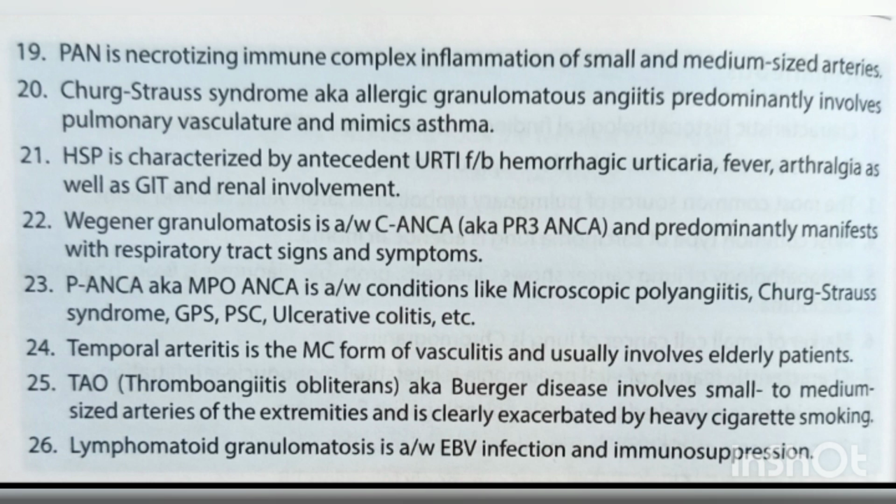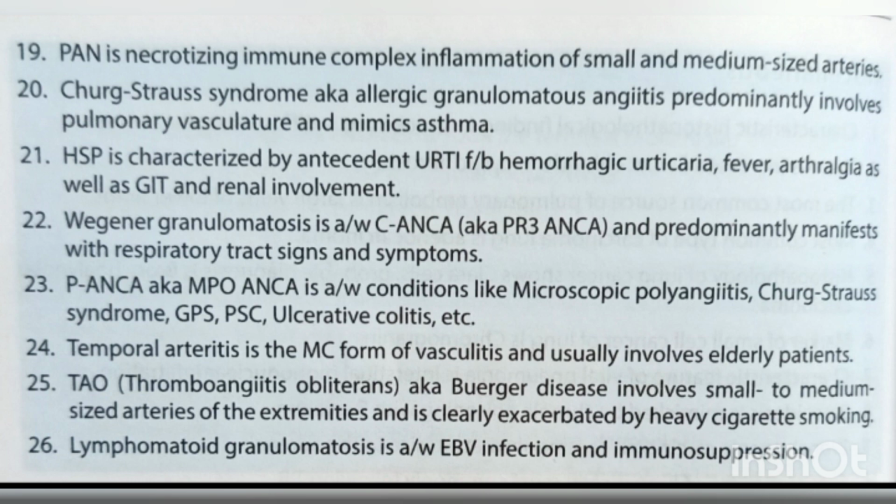Churg-Strauss syndrome, also known as allergic granulomatous angiitis, predominantly involves the pulmonary vasculature and mimics asthma. HSP is characterized by antecedent URTI followed by hemorrhagic urticaria, fever, arthralgia, as well as GIT and renal involvement. Wegener granulomatosis is associated with C-ANCA, also known as PR3-ANCA, and predominantly manifests with respiratory tract signs and symptoms.